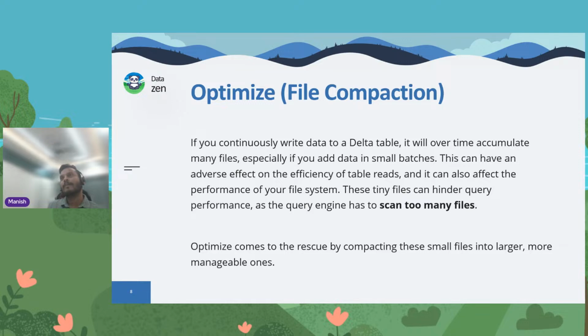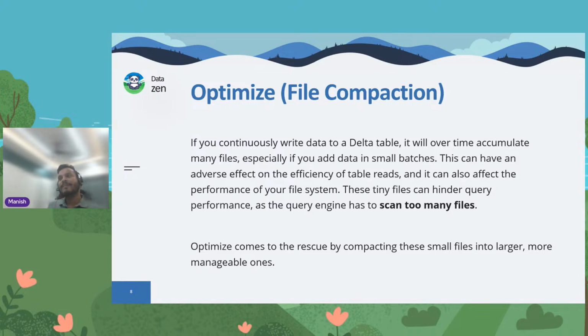That means, let's suppose you have one file that has the information, the id. Now you want to update the name of that id. Instead of updating the name in the same file, the delta table creates a new file.